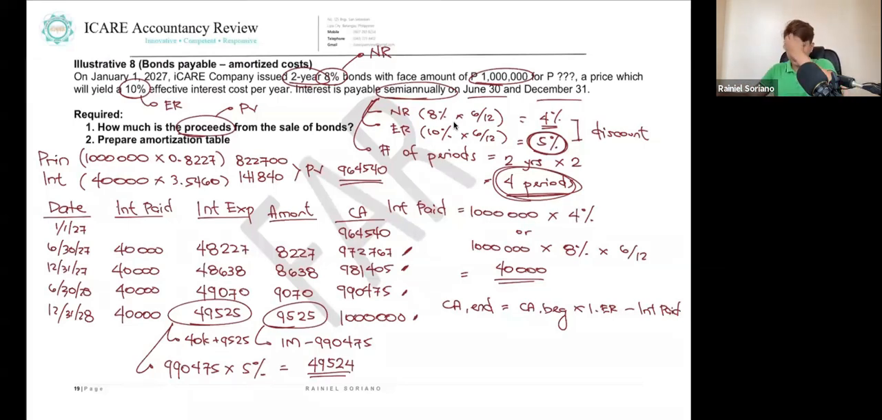Okay? So chat section please. Chat section, is it clear? Did you get the bonds payable at amortized cost? Again, did you get the bonds payable at amortized cost? Clear po. Yes po. Super clear po. Alright. Good job guys.